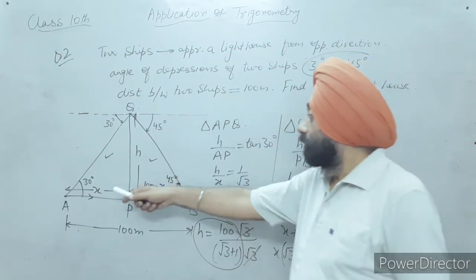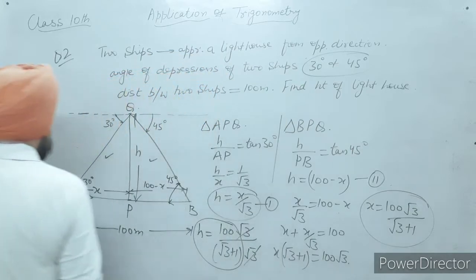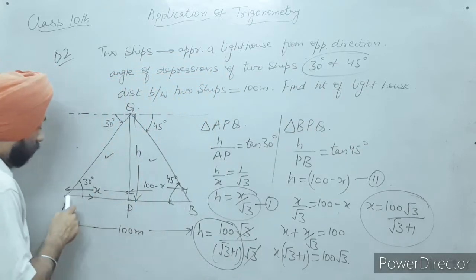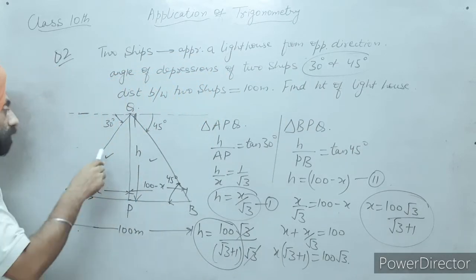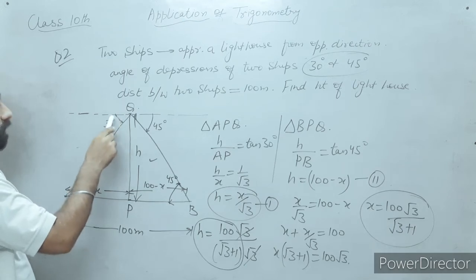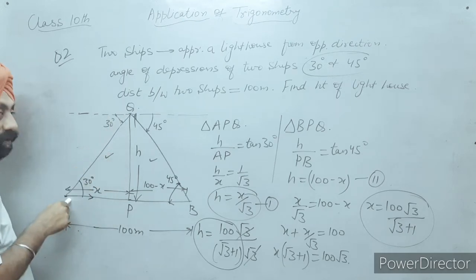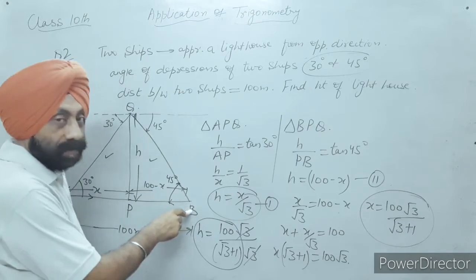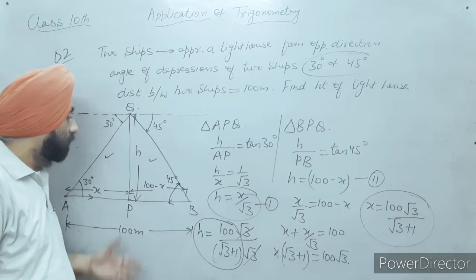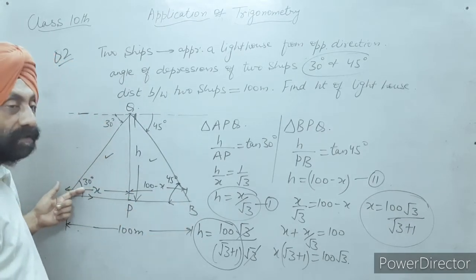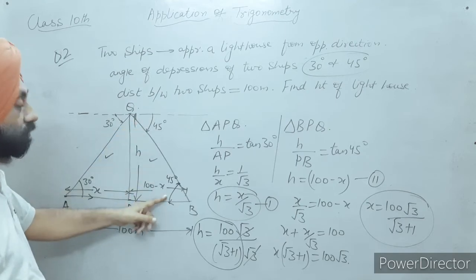Right? Two ships were approaching the lighthouse from the opposite direction. One was making an angle of 30 degrees with the first ship, 45 degrees with the second ship, right? Then this is 30, this becomes 30, this is 45, this becomes 45.